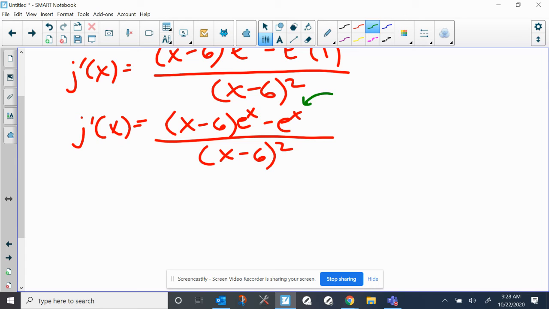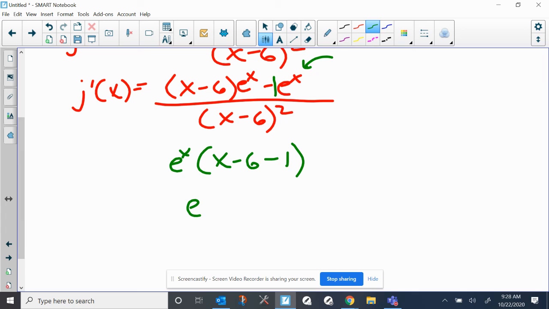I'm absolutely 100% okay. If you were working this problem later and you're setting the numerator equal to 0, then remember that that's a 1 in your numerator. And I could actually factor out the e to the x. So I would say it's e to the x times x minus 6 minus 1. And you can imagine if you distribute that e to the x back in, you can see that that's what's happening. So my numerator is actually e to the x times x minus 7.